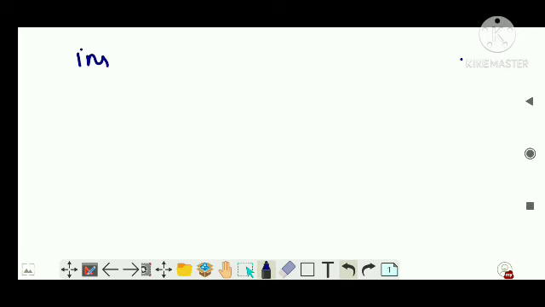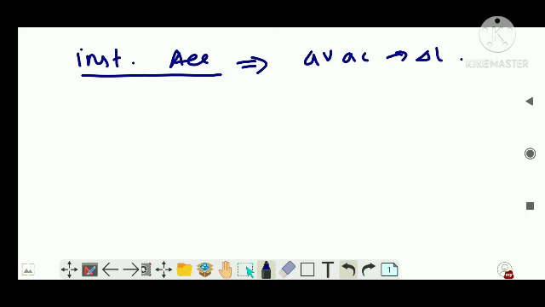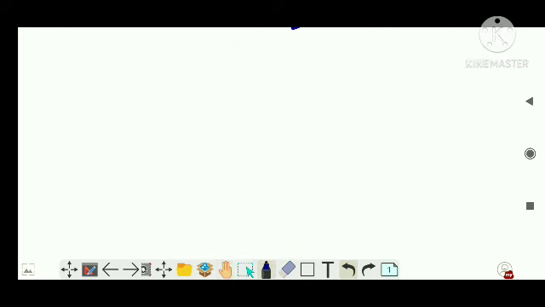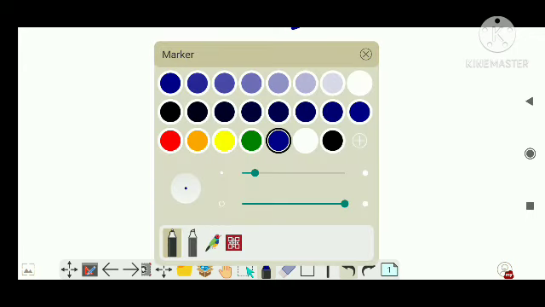Clear? Next is instantaneous acceleration, right? Instantaneous acceleration is the average acceleration when the change in time is approaching 0. So acceleration is actually the limit as delta t tends to 0 of average acceleration, right? So I can write it as limit delta t tends to 0 of delta v by delta t, or as dv by dt, just like the previous case, instantaneous velocity. Just like the previous instantaneous velocity, again here I will draw 3 graphs. I can use another color now.